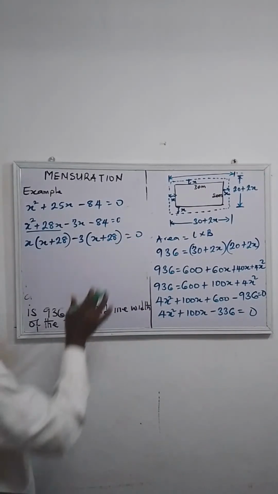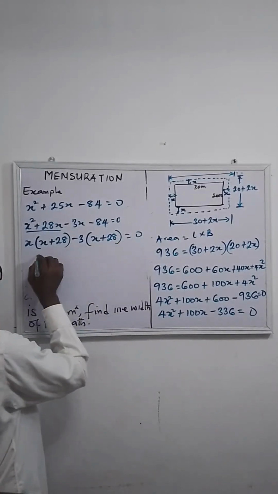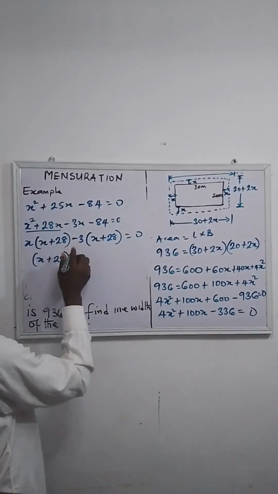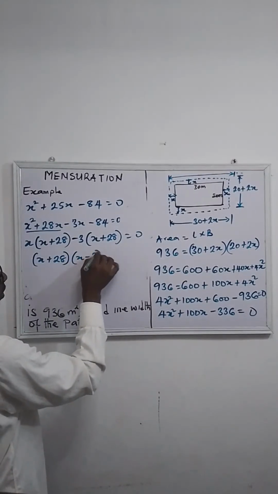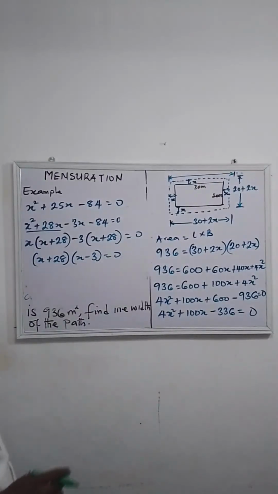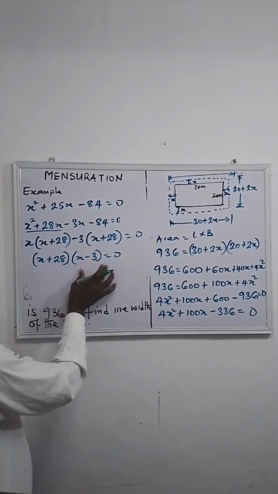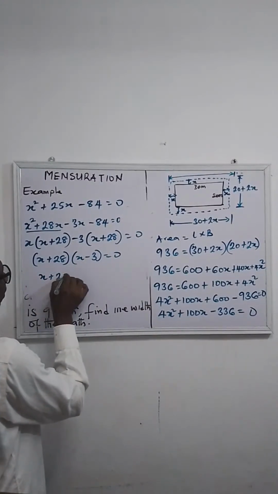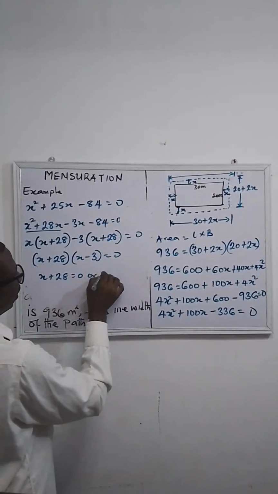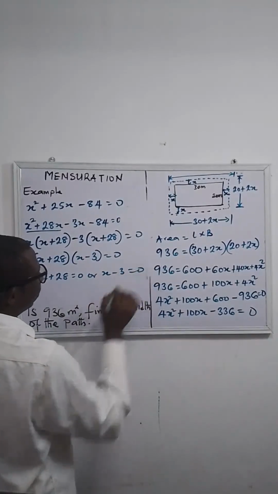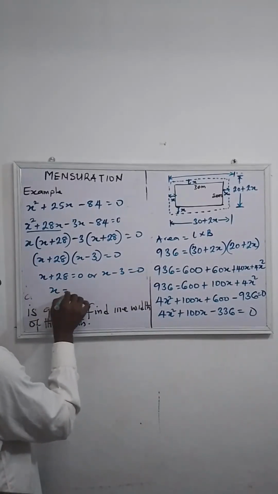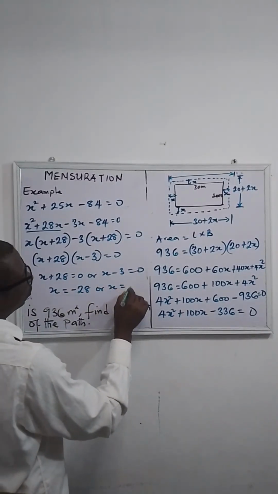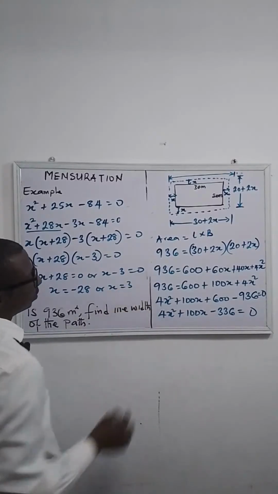Alright, so now we can factor out x plus 28. So x plus 28, we are left with what? x minus 3 equals 0. Now we have two entities multiplying each other to give 0. So it's either x plus 28 equals 0 or x minus 3 equals 0. So we can say x equals negative 28 or x equals 3.